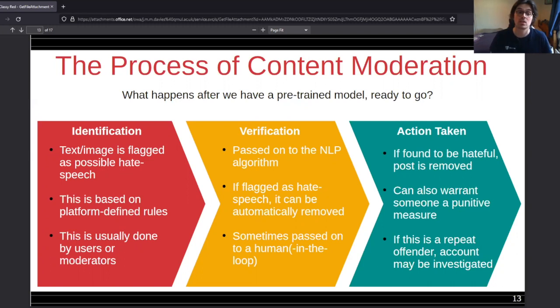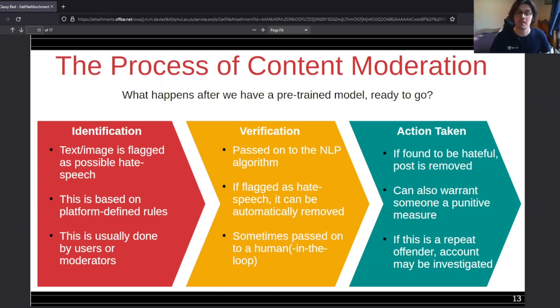So identification is the first step. A text or image is flagged as possible hate speech. Remember, natural language processing can actually be based on text or an image as well as just spoken word or written word. But this is based on some platform-defined rules. So maybe you are a moderator on Twitter, so you have quite lax rules on hate speech and content moderation. But maybe you were playing Club Penguin, the kids game back in the day, and you recognized that you couldn't even call yourself poop, right? You have a very stringent set of content moderation rules.